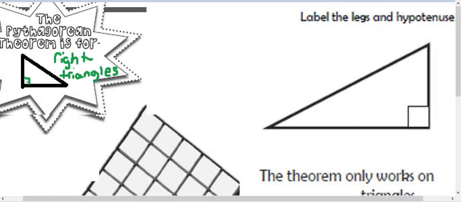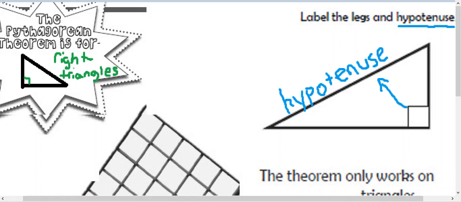And that 90-degree angle lets us know that this is a right triangle, and the Pythagorean theorem only works for right triangles. There are 3 important parts to a right triangle. The first one you want to label is called the hypotenuse. The hypotenuse is the longest side of a triangle, and it's also the side that's across from the right angle. So if we find our right angle, we know the side that's across from it is called the hypotenuse.